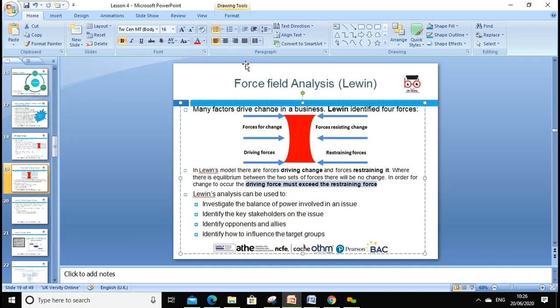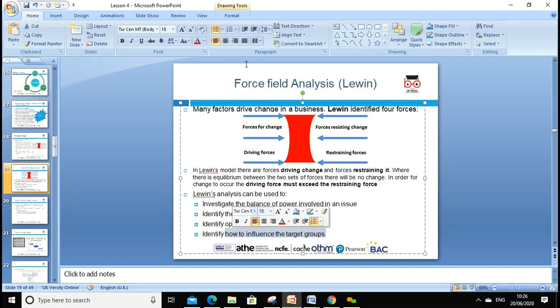If the leader has influence and the ability, then they can implement the change in the country. So the leader's style is very important. Investigate the balance of power involved in an issue. Look around the key stakeholders. Identify the opponents and allies. Identify how to influence the target group.